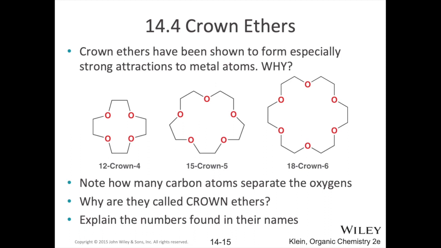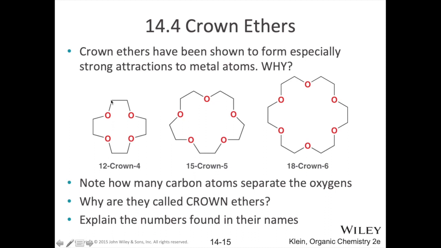So to that end, crown ethers are a class of ethers where you have a ring compound and you alternate groups of carbons with oxygen. So you've got multiple ether groups held together in this large ring. Regarding naming them, you can see that they are named by taking the total number of atoms, oxygens and carbons in your ring, forming your ring.